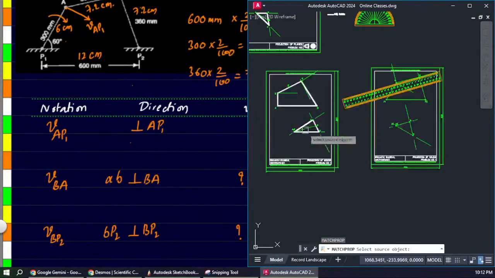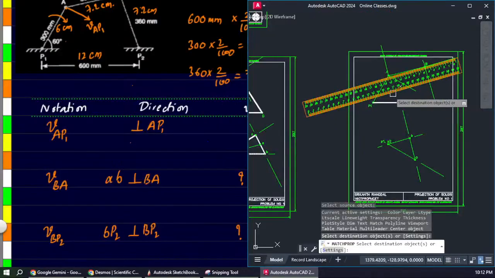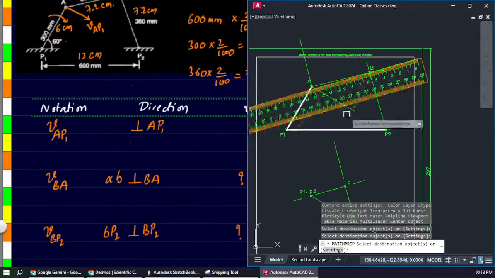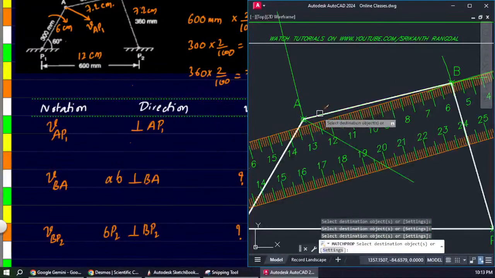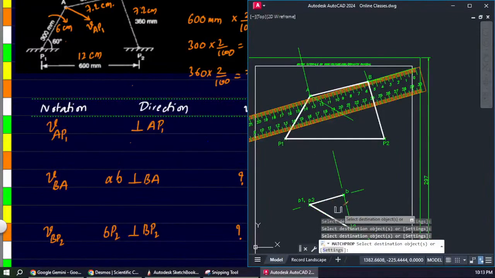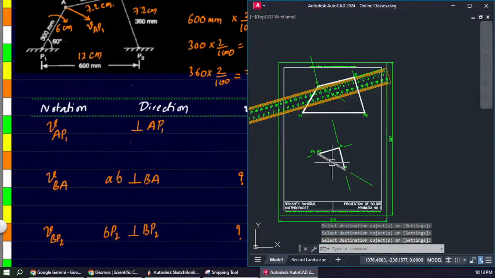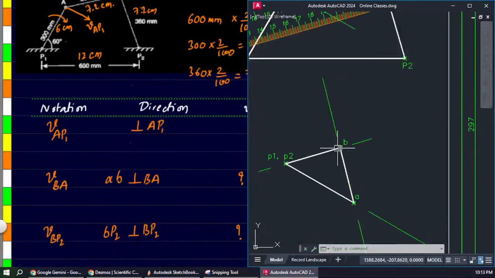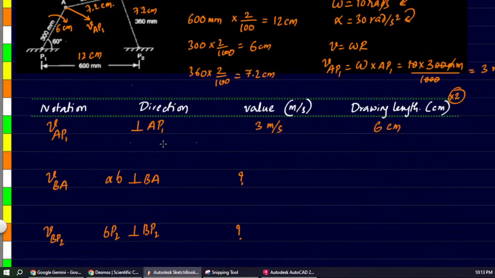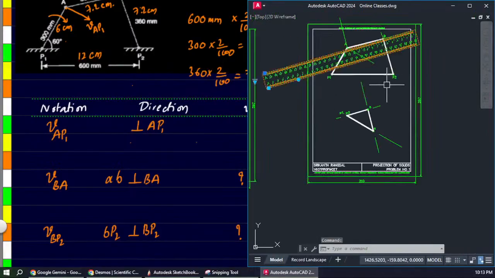So we need to make this dark. This is the position diagram. All the visible edges we should make dark, and in the velocity diagram, whatever lines represent actual velocity should be made dark. Now we have the velocity diagram. By measuring these lengths, we'll be able to get the velocities. So first let's measure them one by one.